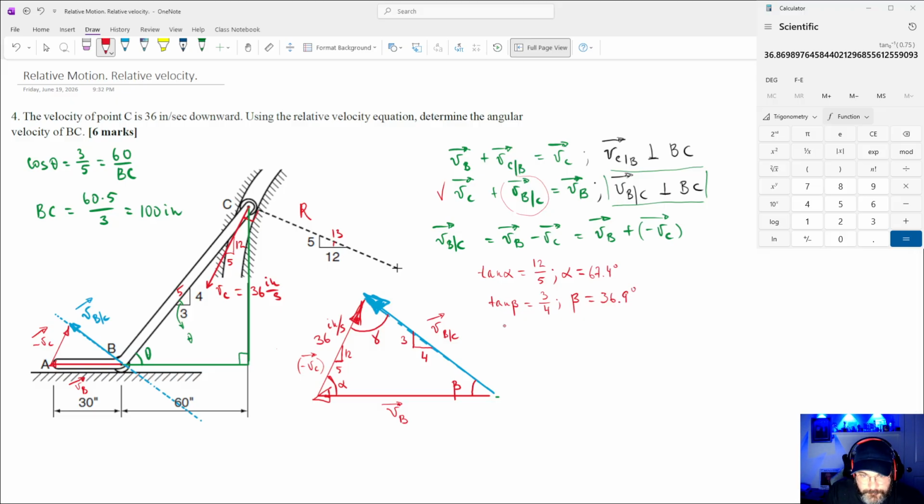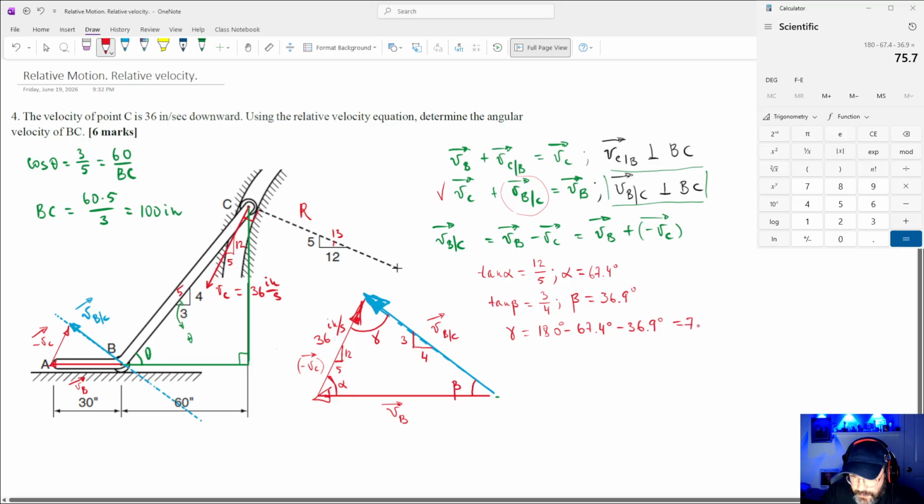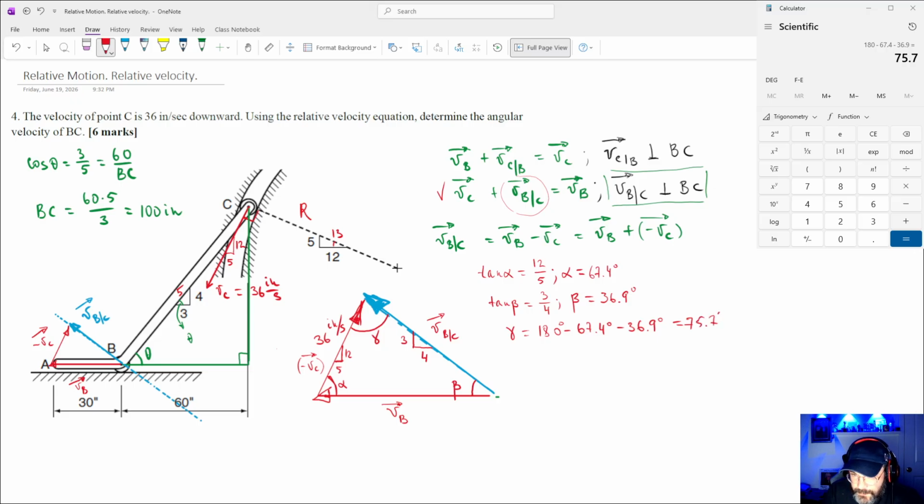Okay, and gamma is just going to be 180 minus 67.4 minus 36.9. Okay, so let's see how much is that. So it's 180 minus 67.4 minus 36.9, which is 75.7 degrees.